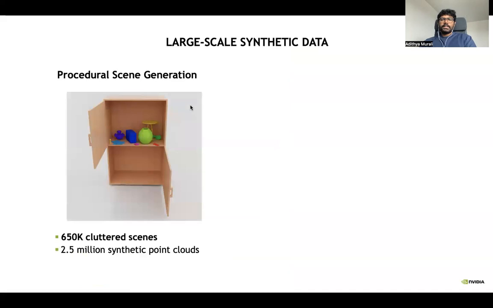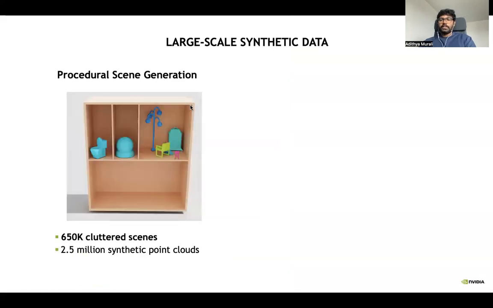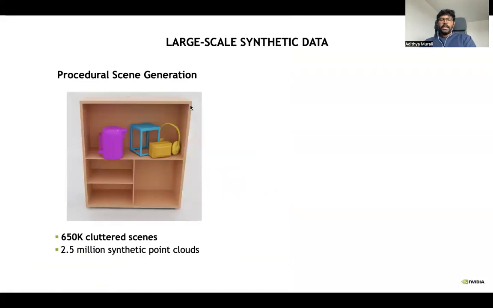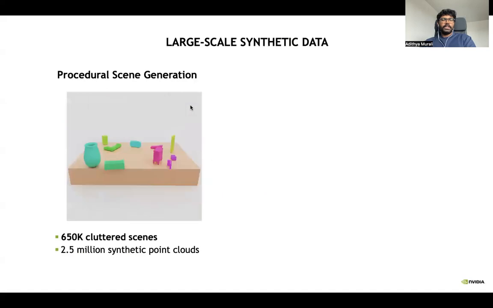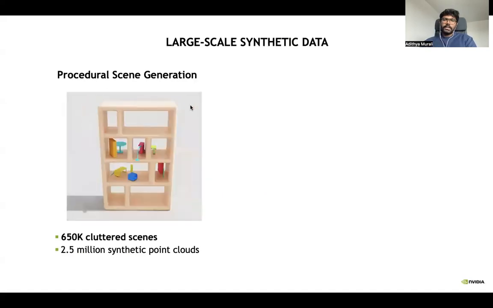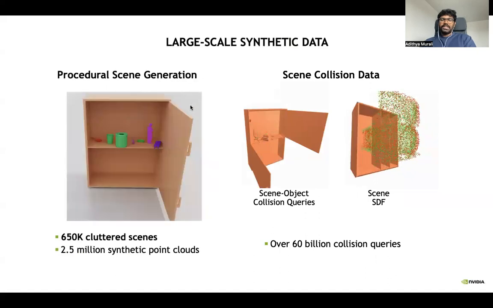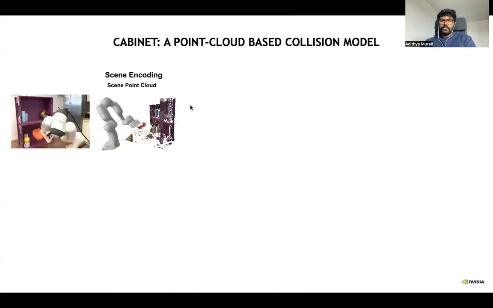So here I'm going to discuss the details of our approach to rearrangement. As I mentioned, we first generate large-scale synthetic data in clutter, and we learn from over 650,000 scenes and render nearly 2.5 million synthetic point clouds. And once we have these scenes, we generate over 60 billion scene-object collision queries for learning. With this large-scale data, we train our CabiNet architecture, which is a point cloud-based collision model.